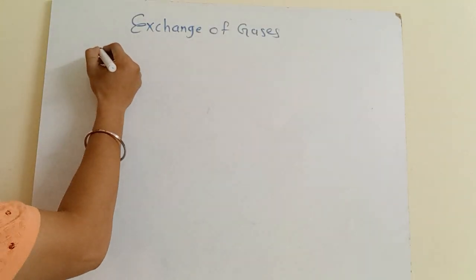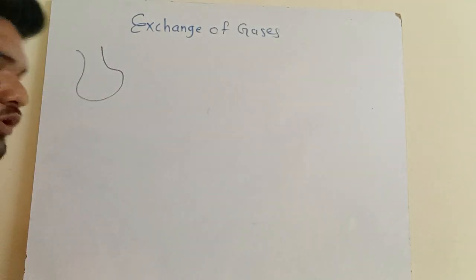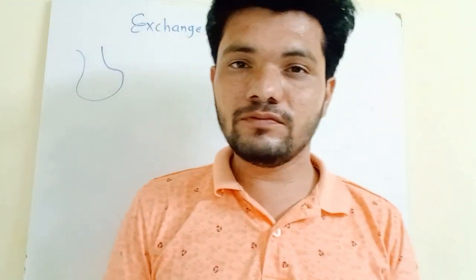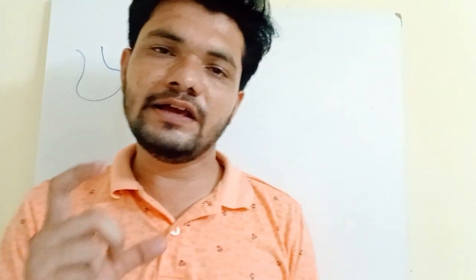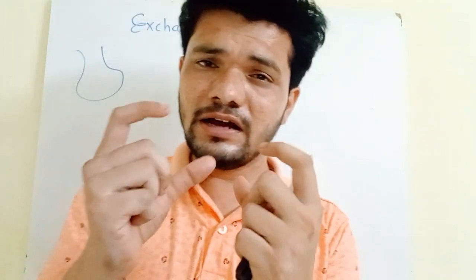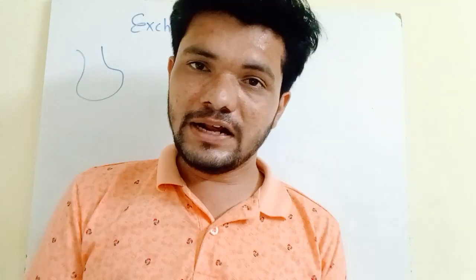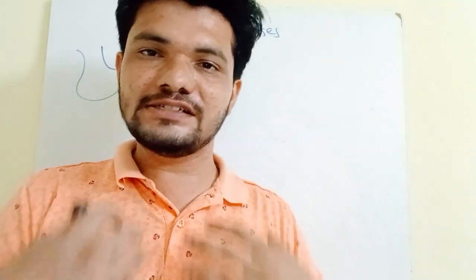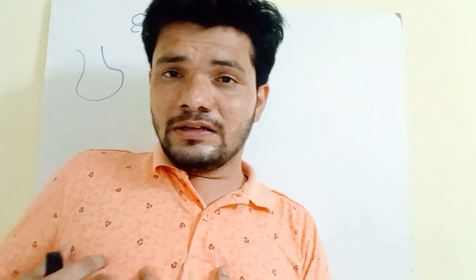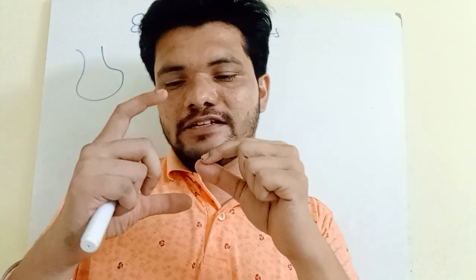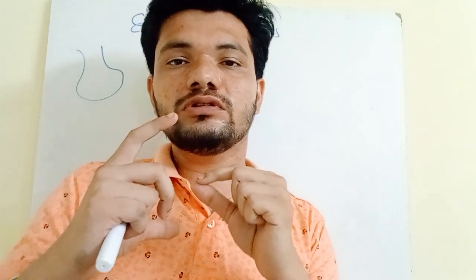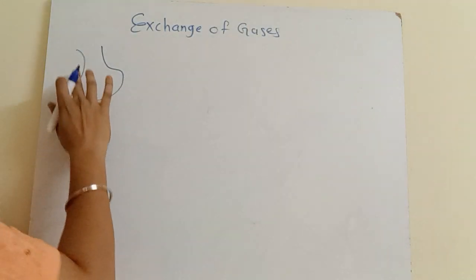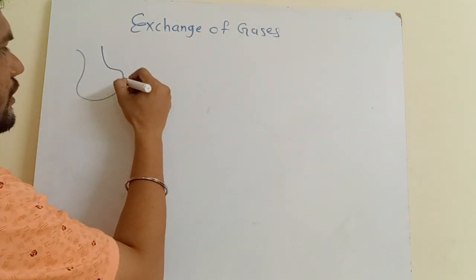Suppose this is the alveoli. If you don't know what the alveoli are, please go and watch my respiratory system video. There you will get an idea about the alveoli. Alveoli are small balloon-like structures present inside our lungs. The air, the oxygen, which goes inside fills these balloon-like structures. So suppose this is the alveoli, and this is the membrane of the alveoli.